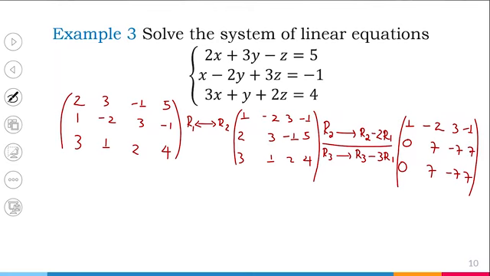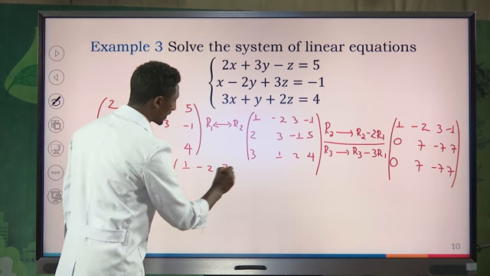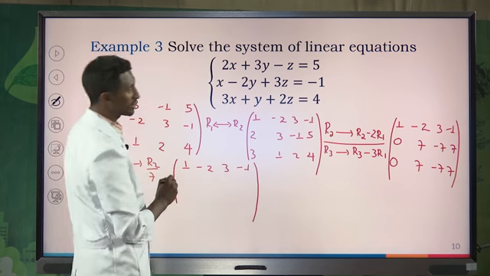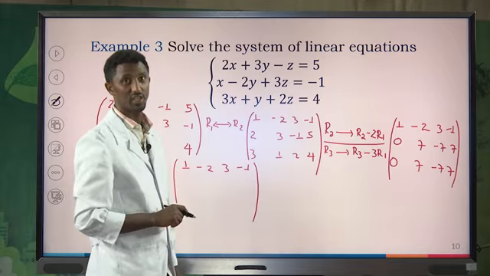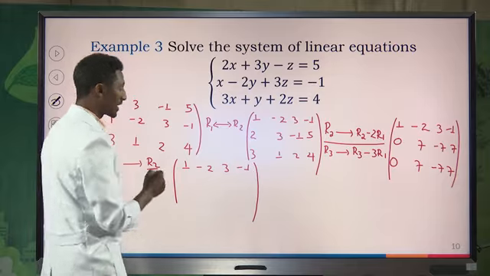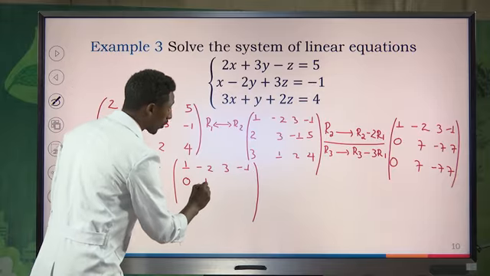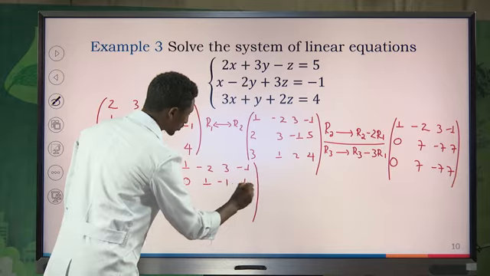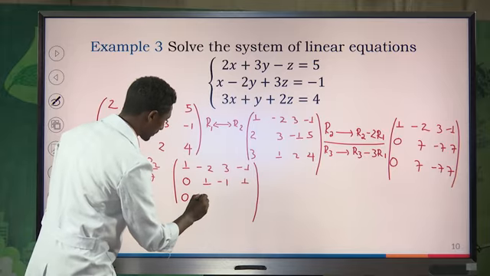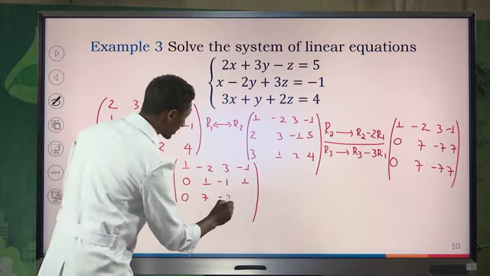Now let's apply rescaling. Let's divide the second row by 7. So we can write it like this: row 2 will be replaced by row 2 over 7. Now let's see what will happen. The first row is 1, minus 2, 3, minus 1. And if we divide every entry of the second row by 7, the equivalent row is 0, 1, minus 1, 1. The third row as it is: 0, 7, minus 7, then 7.